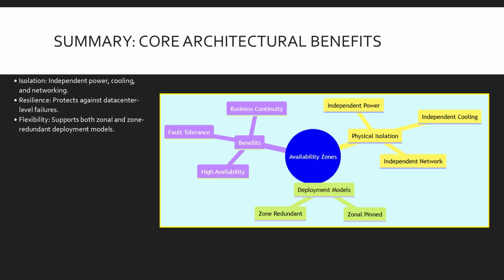Our final mind map consolidates the key takeaways. The central node, availability zones, branches into physical isolation, detailing independent infrastructure. It connects to deployment models, showing the choice between zonal and zone redundant. Finally, the benefits branch reinforces high availability, fault tolerance, and business continuity as the primary outcomes of using this architecture.